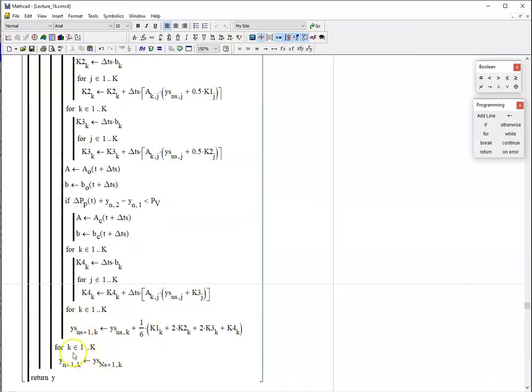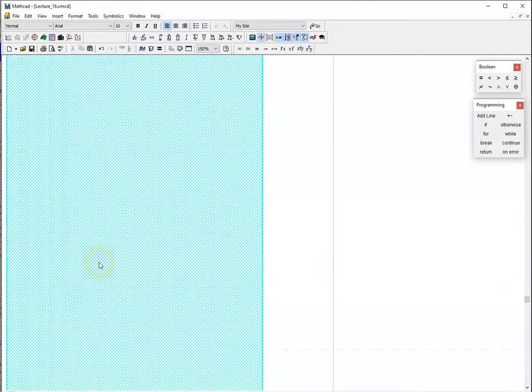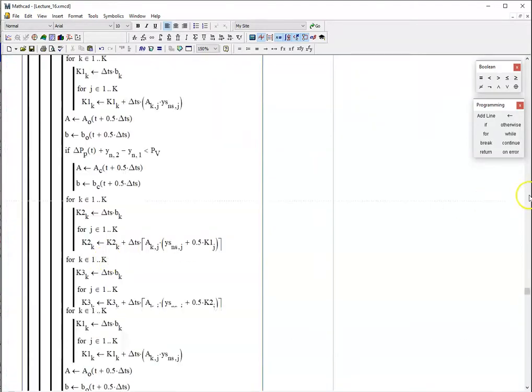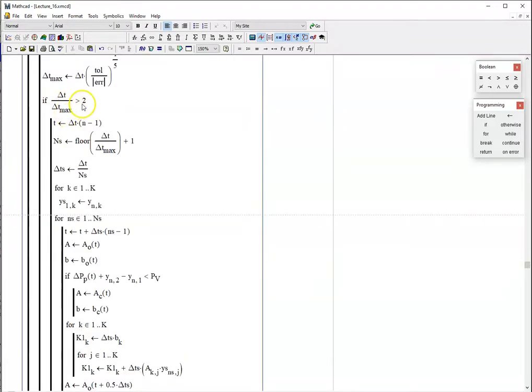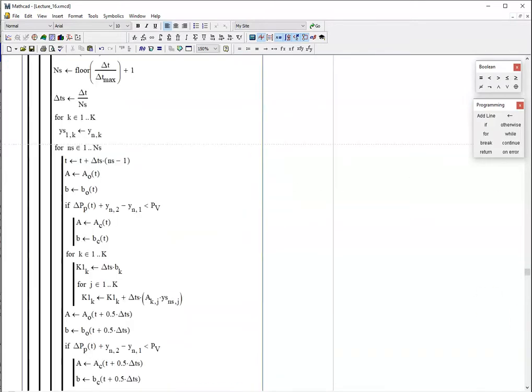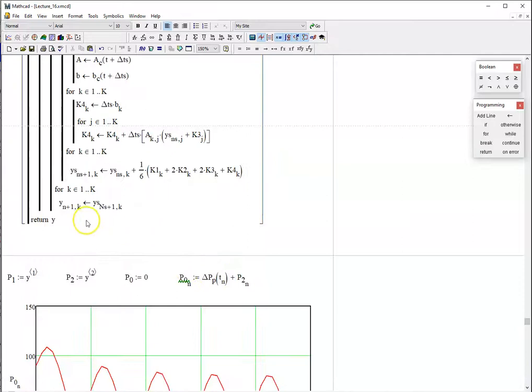Okay, so at the end of the day, if this condition was true, that condition was if the delta T over delta T max is larger than 2, so it's at least twice as much as the delta T that I needed to use, then the solution is going to be recomputed as the number of subdivided solutions, as the last subdivided solution.